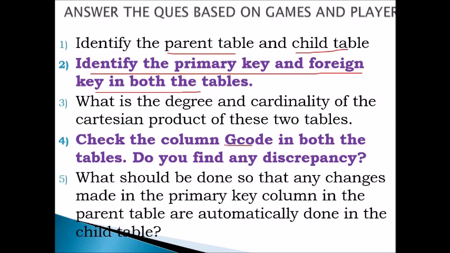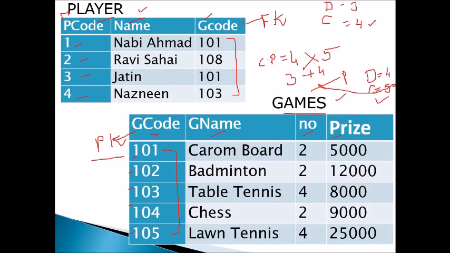Check the column G code. Do you find any discrepancy? G code here, no discrepancy. Yes, there is a discrepancy. This 108 is not present in the parent table. So every value of the foreign key is derived from the primary key of the parent table. But here this 108 is not present in the parent table. The child table cannot have any new value which is not present in the parent table. So this is the discrepancy.